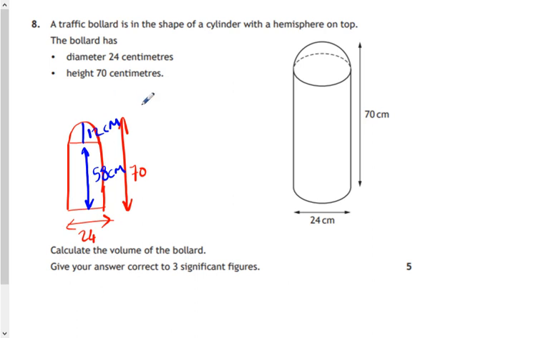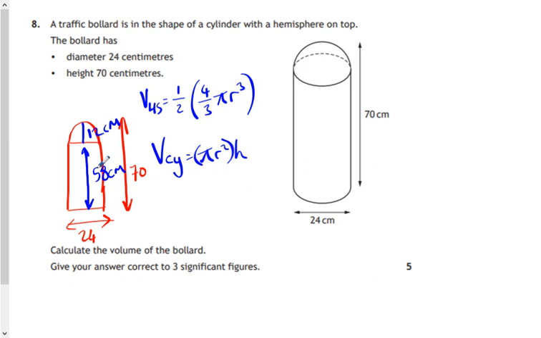So we know from our formula sheet again that the volume of a hemisphere is going to be half the volume of a sphere, which is 4/3 pi r cubed. And the volume of a cylinder, which we just know, is the area of the face, because a cylinder is a circular prism, so the area of the face is pi r squared, and we're going to times that by the height, which is that 58. So our total volume is going to be those two added together, the hemisphere plus the cylinder.